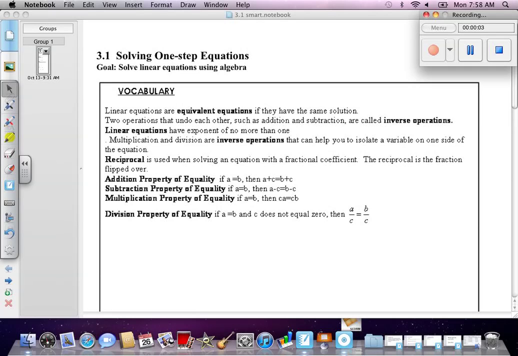Alright, ladies and gentlemen, we're starting with solving equations today. We're looking at solving one-step equations, and then we're going to look at 3.2 and 3.3.